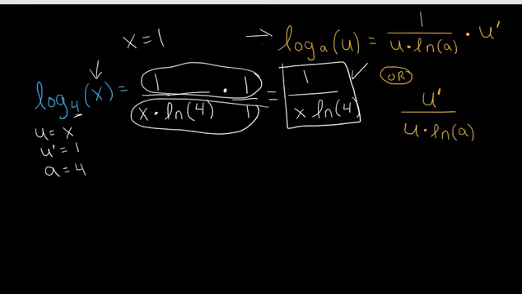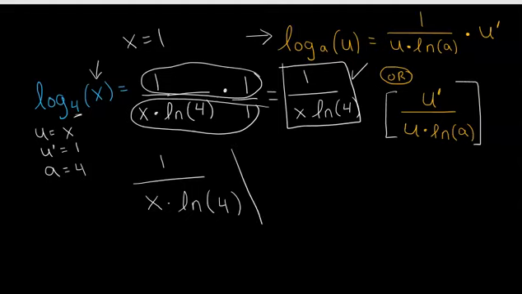I used this very first formula. Let's try the second one right here. So we have the derivative, which is 1. Then we have u, which represents x. Then I have ln with a parenthesis. And then inside the parenthesis, we're going to put a, which is going to be 4. Right? This is the answer.